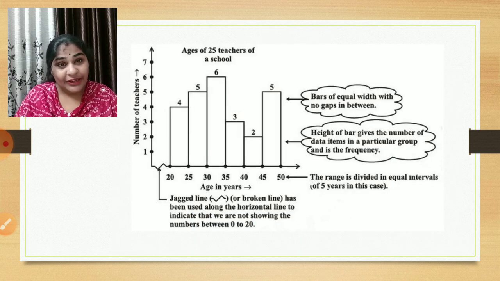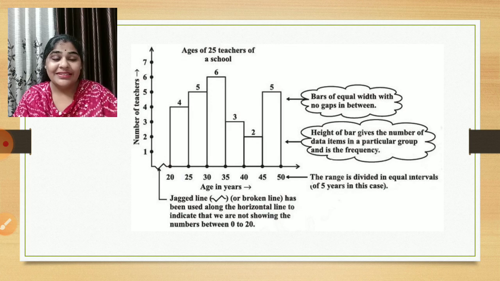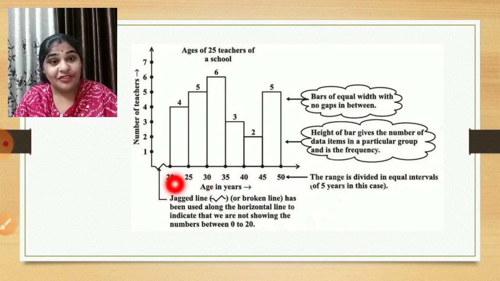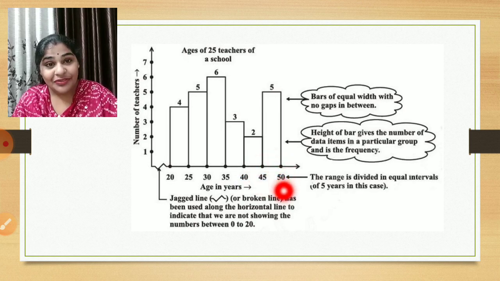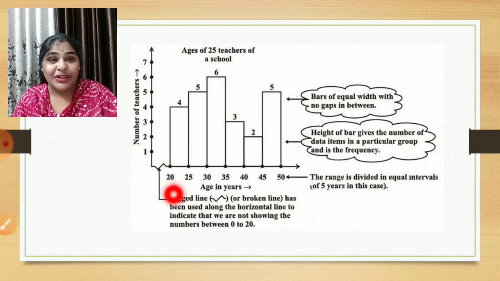Here the ages of 25 teachers in a school are shown. The histogram represents, on the x-axis, the class intervals starting from 20 to 25, 25 to 30, 30 to 35, 35 to 40, 40 to 45 and 45 to 50. And on the y-axis it is the number of teachers, that is, the frequency, that is shown. Between the ages 20 to 25, how many teachers are there? There are 4 teachers.